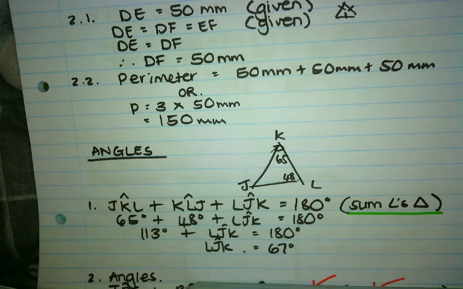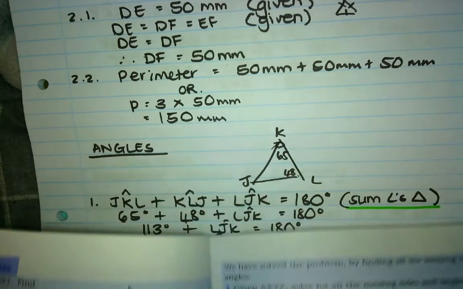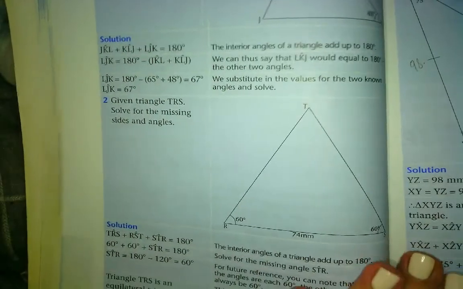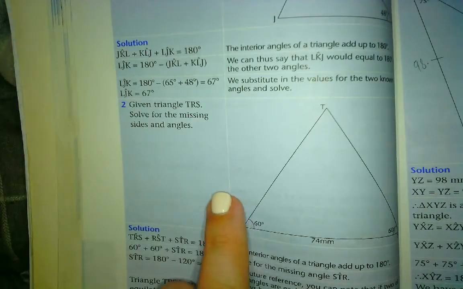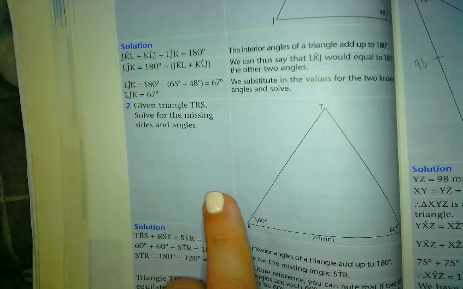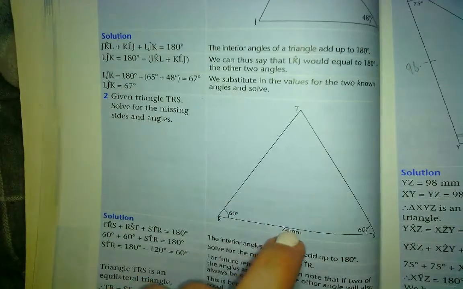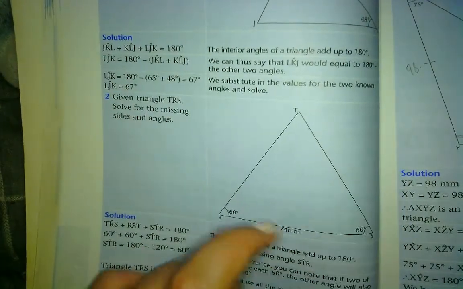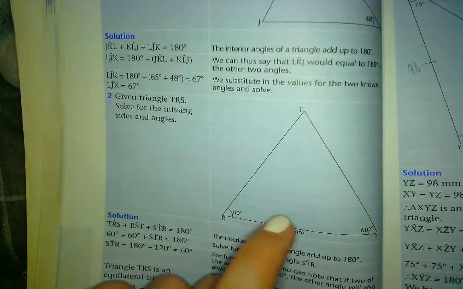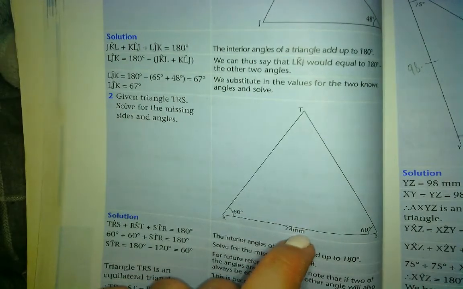Okay, then for number 2. Number 2, given the triangle TRS, solve for the missing sides and angles. So now we need to find the sides and the angles. So there's a side there, side there, side there. But now we've got 2 angles. So we've got only one side and 2 angles.